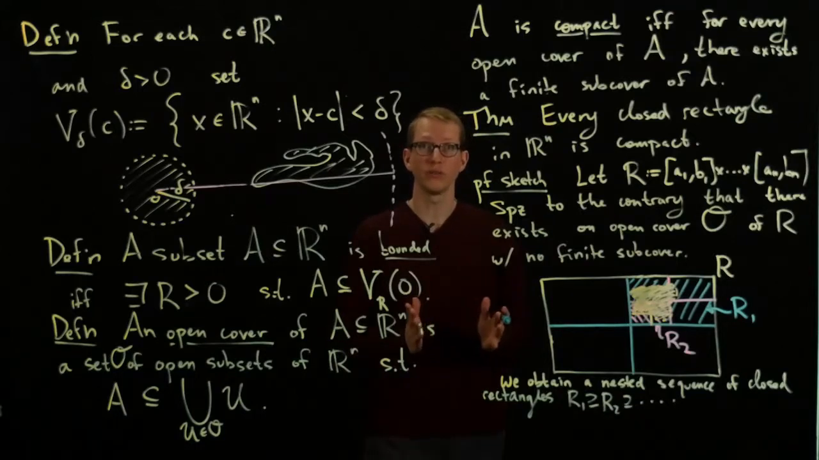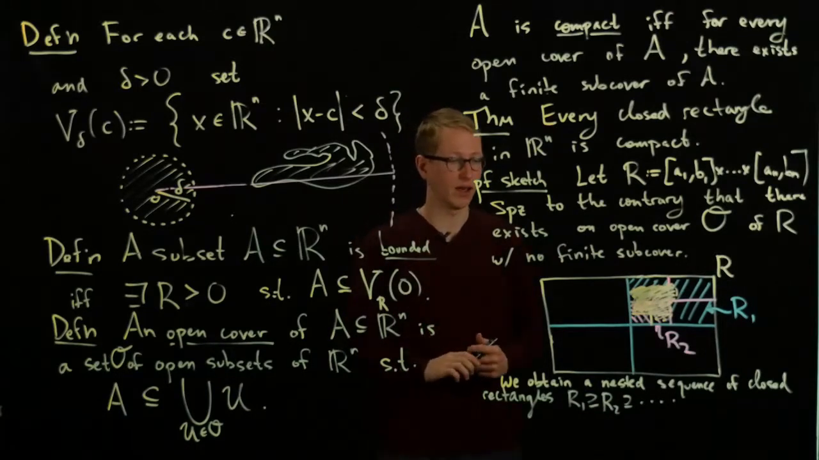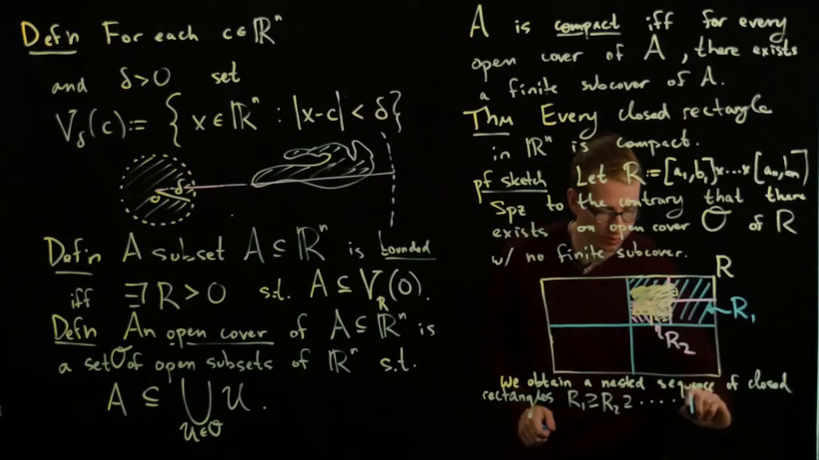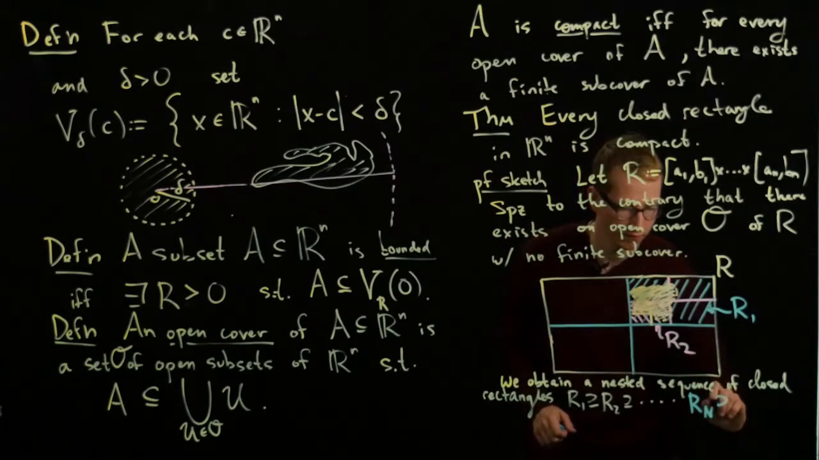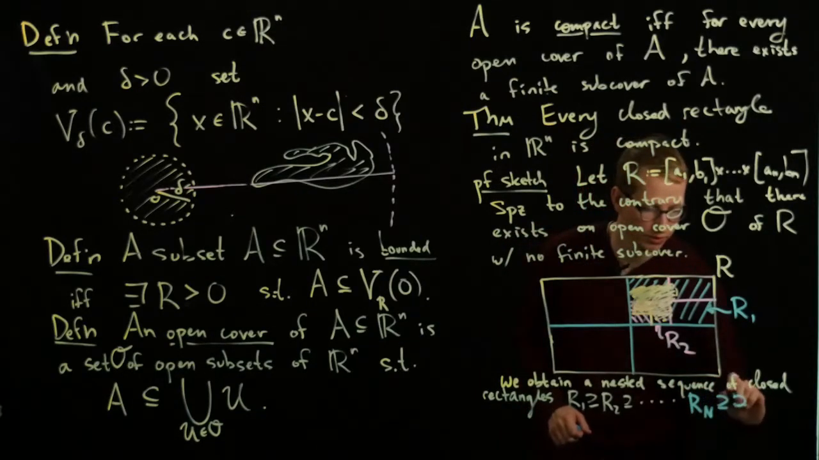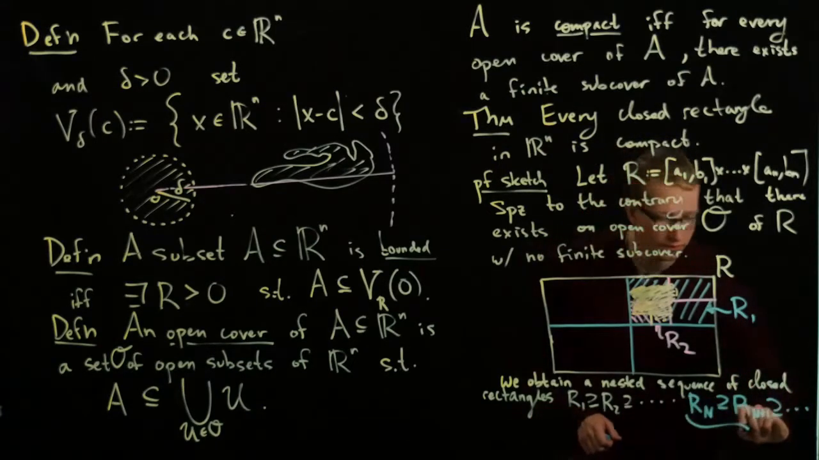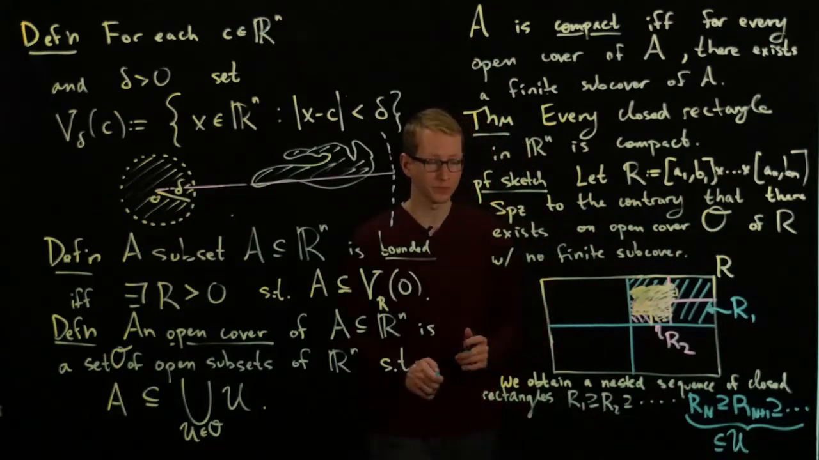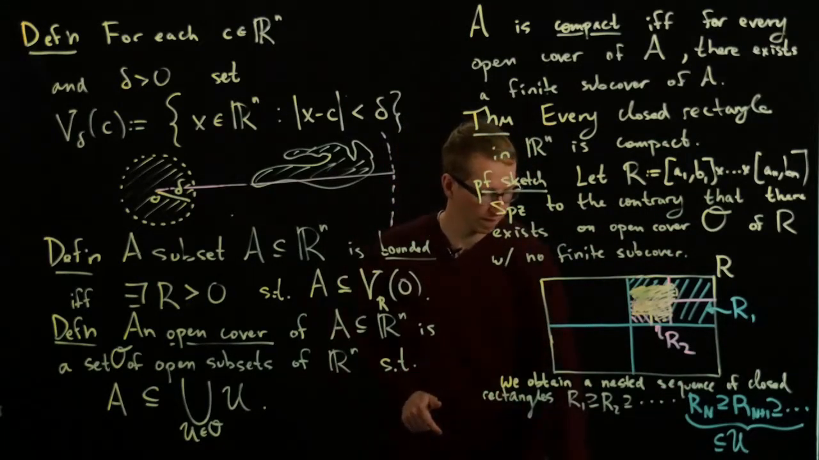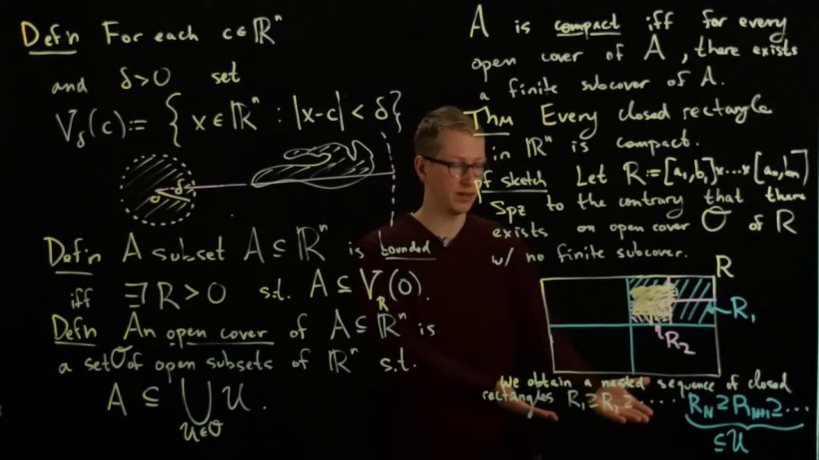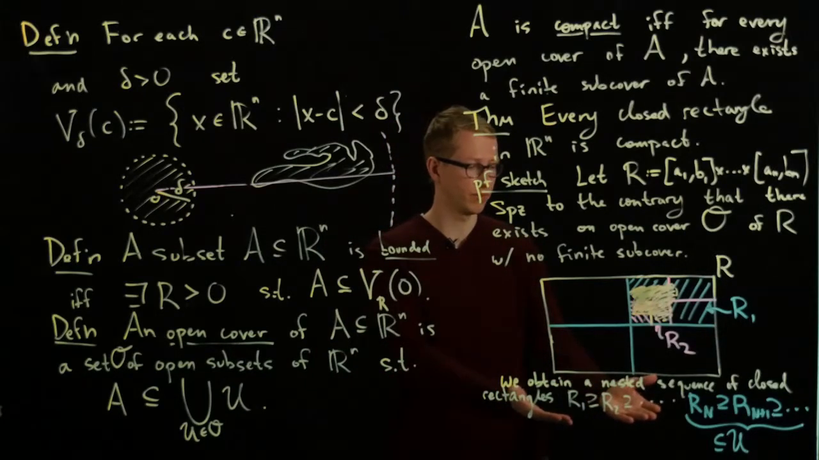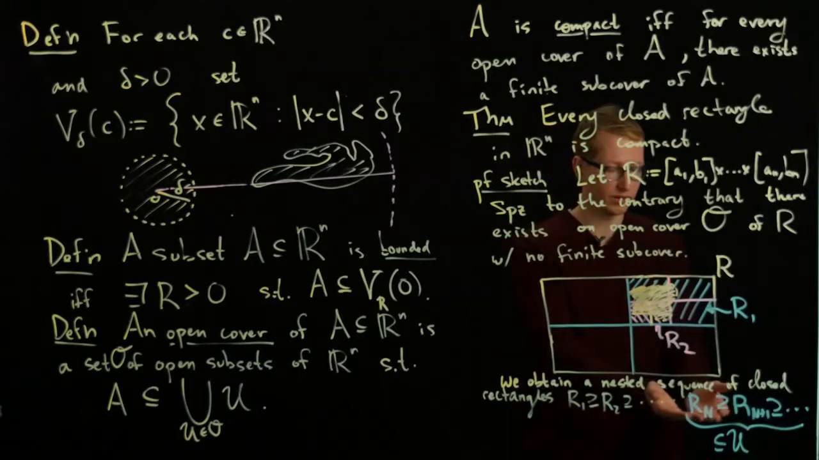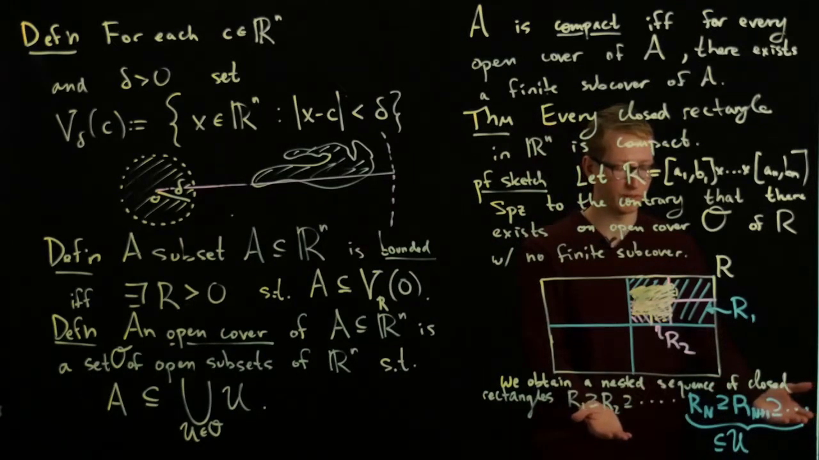Now, we know that we have this fact. We have the fact that eventually, maybe I can write this part, that up to some R_n, R_{n+1}, and so on, all of these are contained in some open set. This is contained in some open set, which is in the cover. But now, here's where the contradiction comes in.